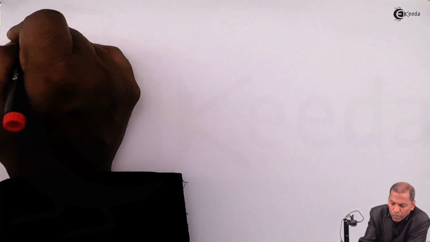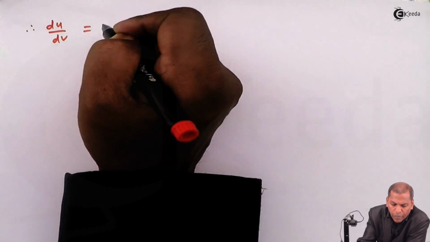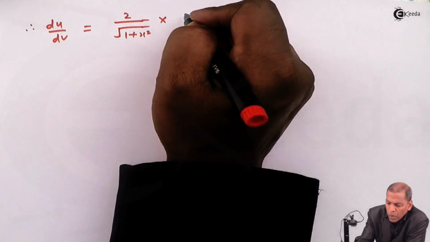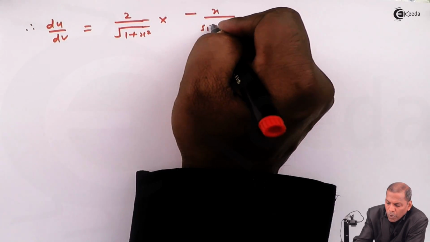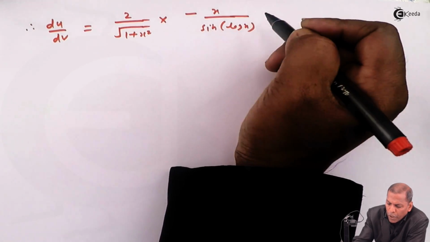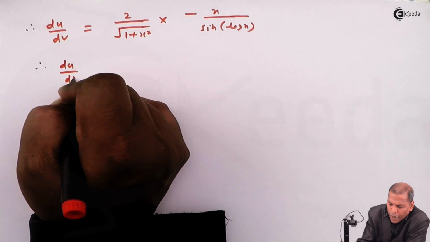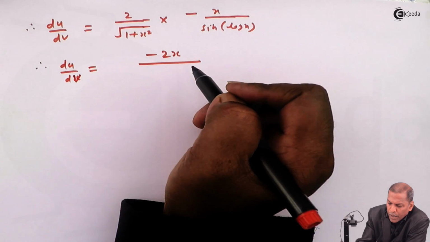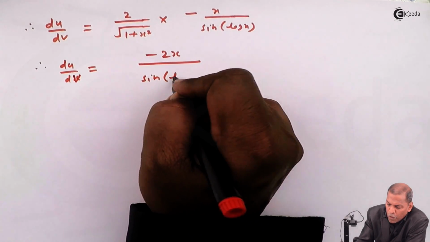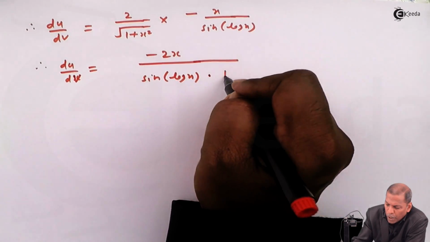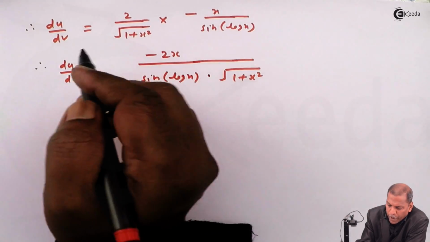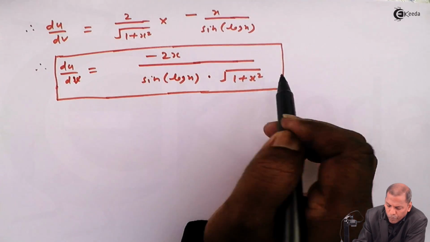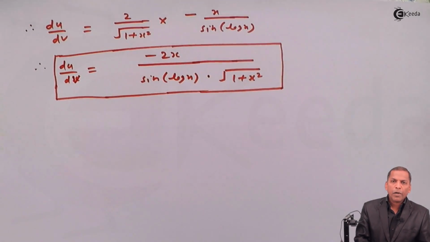So du upon dv is equal to 2 upon root 1 plus x square, as it is, into minus x upon sine of log x in the denominator. In this way, finally we get du upon dv is equal to minus 2x upon sine of log x into square root of 1 plus x square. So this is the required solution for the given problem. Thank you.